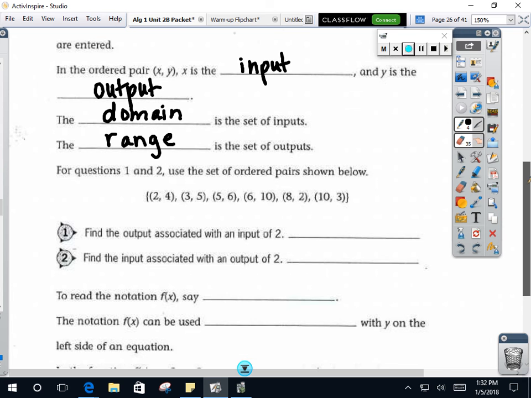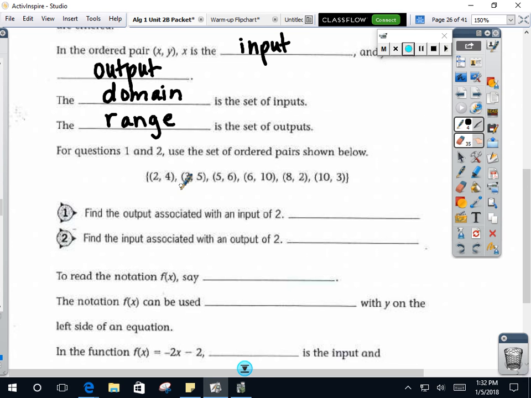For questions 1 and 2, we're going to use the set of ordered pairs shown below to answer these two questions. Find the output associated with an input of 2. Okay, because we know an output is a y value associated with an input, which is an x value of 2. Well, that would be this ordered pair, 2, 4, so the answer is 4.